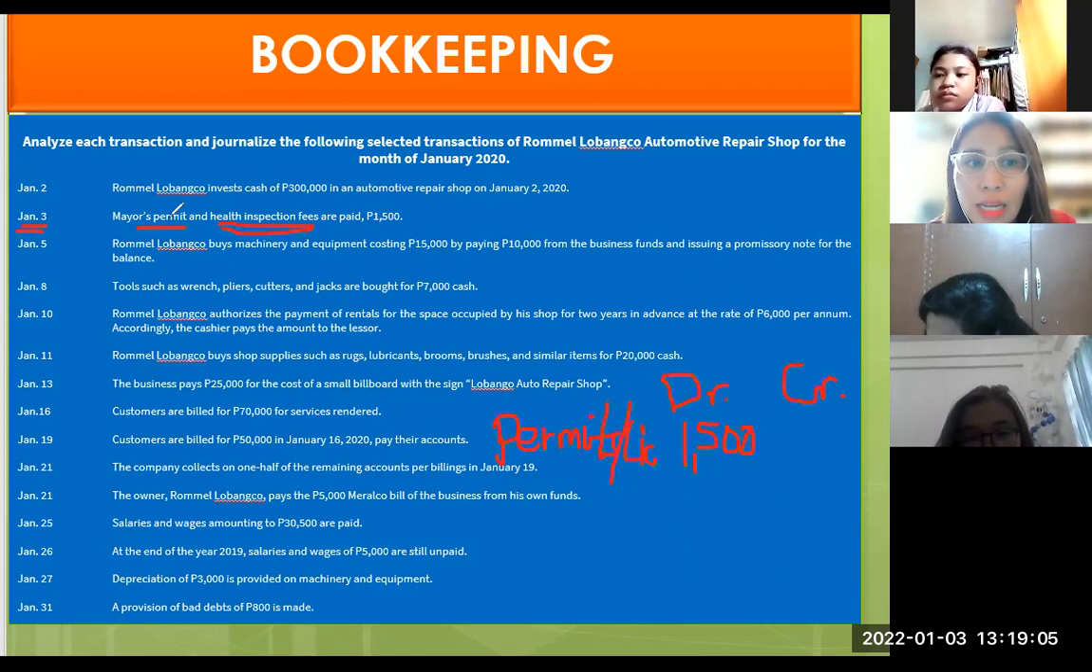Okay, as you can see, sa transaction, walang minention na cash. Right? Walang naka-mention. Hindi naka-indicate. As compared ito sa number, sa January 2, meron, may cash. Okay, sa number 3, yung kanyang mode or term ng kanyang payment, it's not indicated. So, therefore, the transaction is silent. We will use cash. Credit, cash, same amount, 1,500.